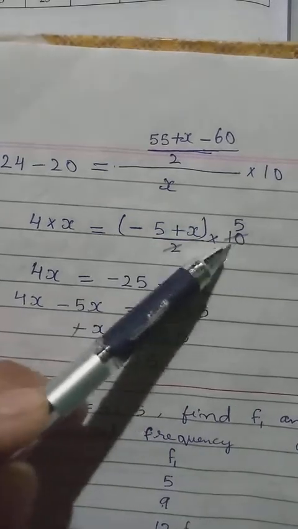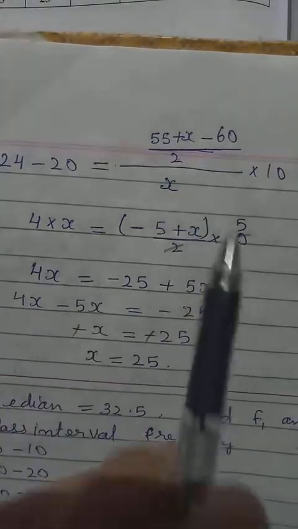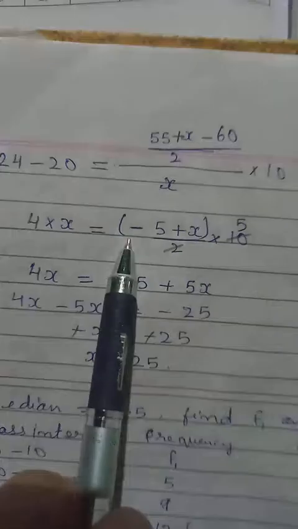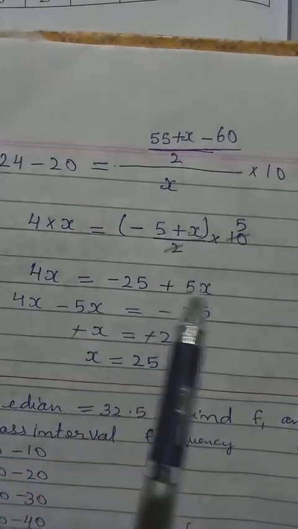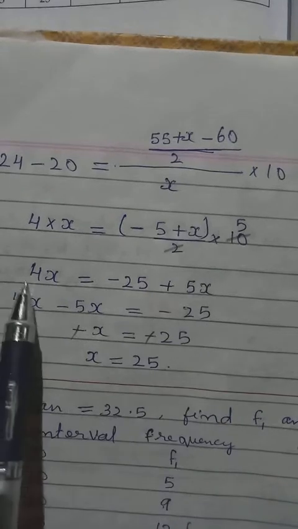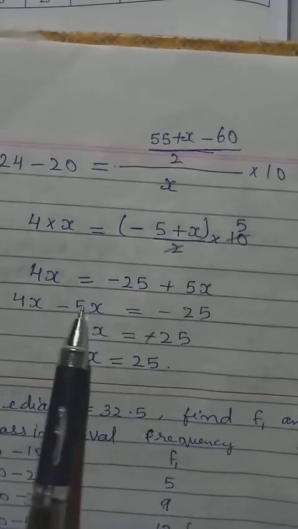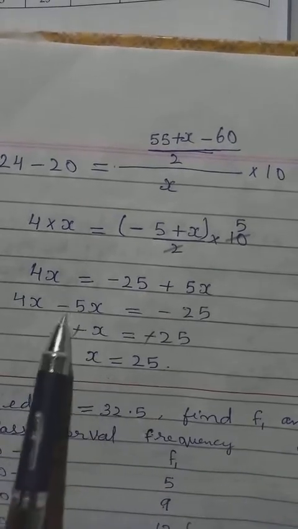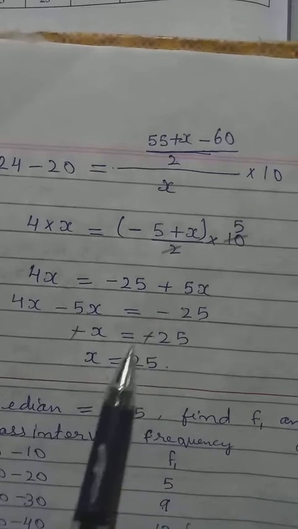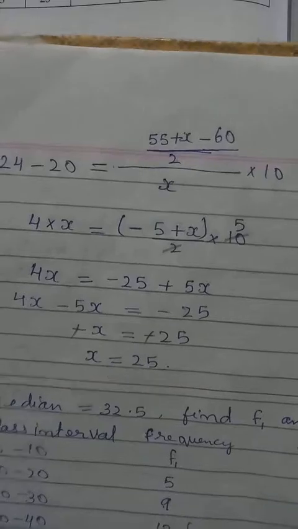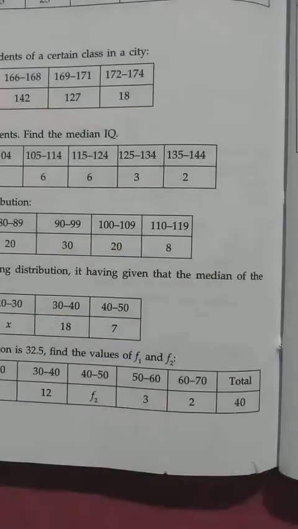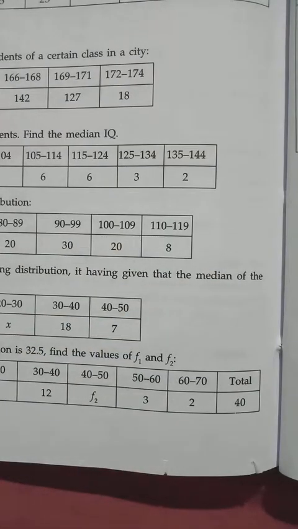So here we divide 5 by 2. Now we multiply this one. 5 into 5 is 25, and 5 into x is 5x. x and x we take to one side. Then 5 minus 4 is 1. So the value of x is equal to 25. Then next we'll continue to the next question.